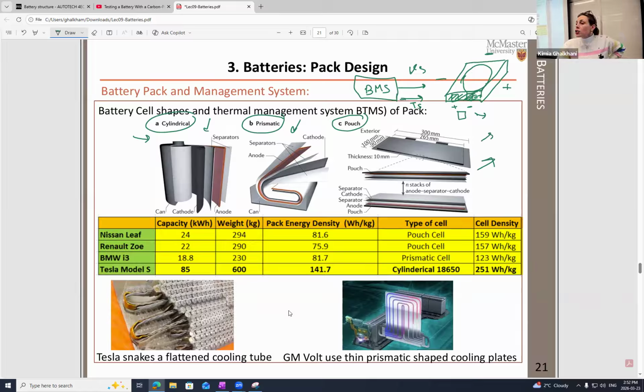Why do I say high energy density? Because many of them can be connected to shape customized battery packs. So these are different battery types. Nowadays, manufacturers are using them based on, for example, their vehicle.